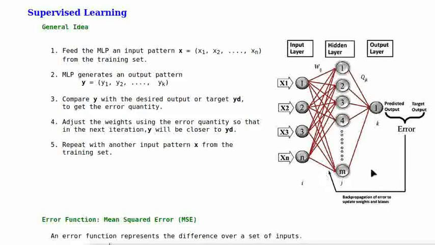4. Backpropagation and weight adjustment. The error is propagated backward through the network, adjusting the weights between neurons using optimization techniques like gradient descent. This minimizes the error in subsequent iterations, bringing y closer to yd. 5. Iterative training. The process repeats with new input patterns from the training set. Over multiple iterations, epochs, the model's accuracy improves as the error progressively decreases.